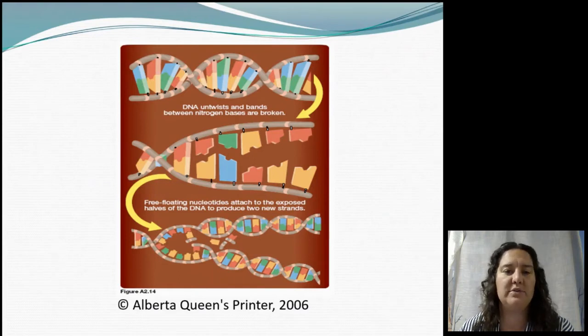So here we have an image of that DNA untwisting. Those hydrogen bonds are broken between the nucleotide bases, and new nucleotide bases are adding on to produce two new strands of DNA containing one original and one new strand of DNA.